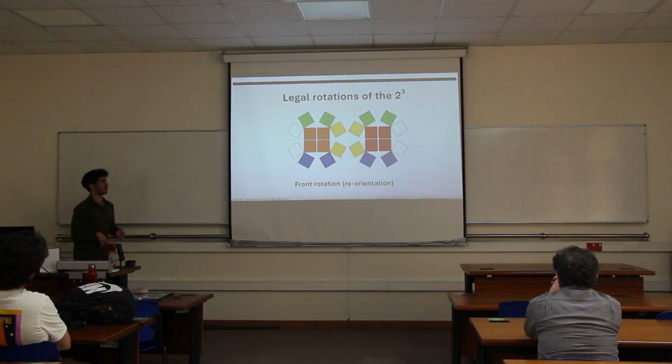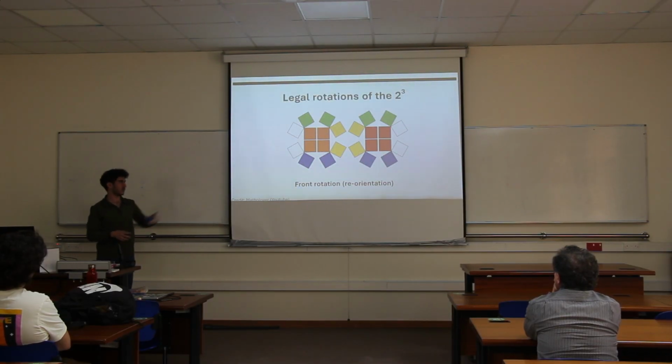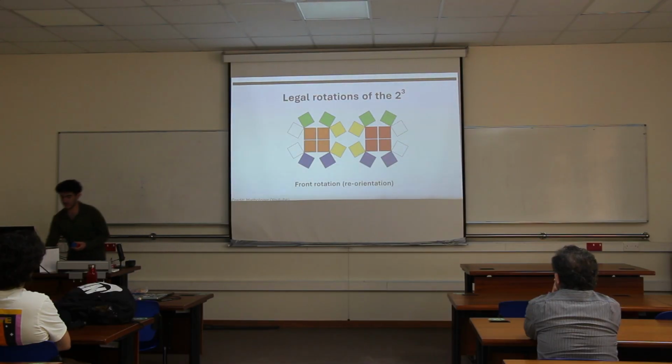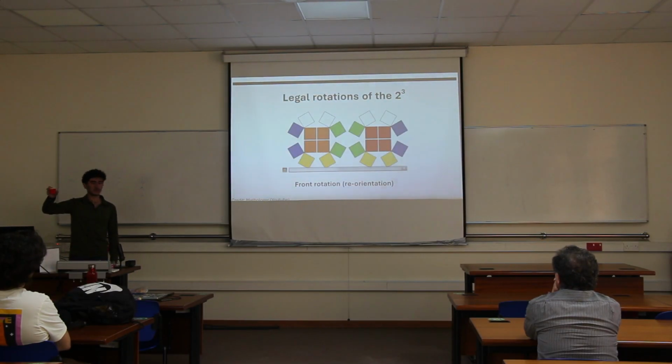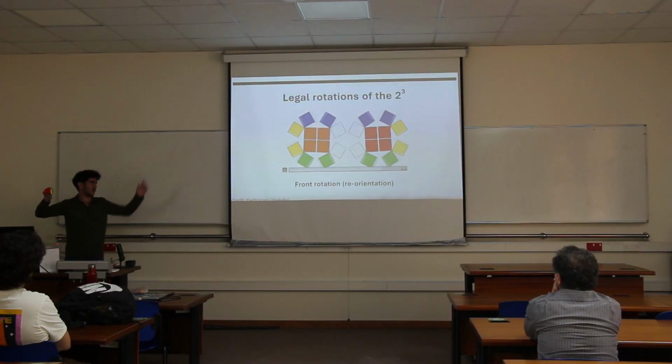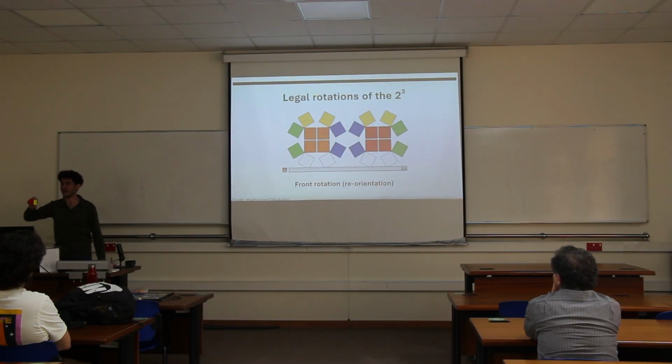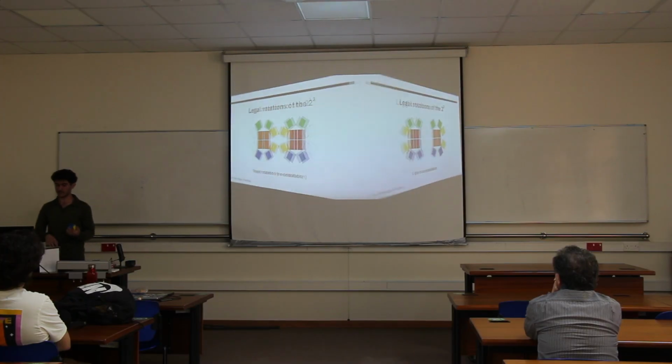So these are the legal rotations. For example, a front rotation, which to be exact is a reorientation, is represented like this. Both hemispheres, or half cubes, are turning simultaneously because both the front and the back are turning, right? So that doesn't count as a move.